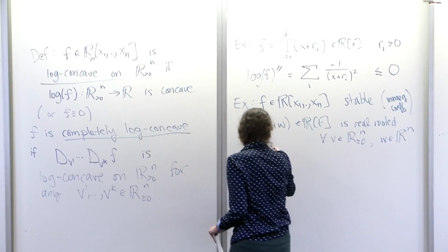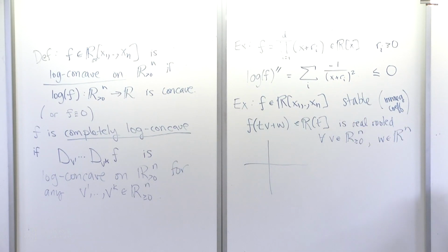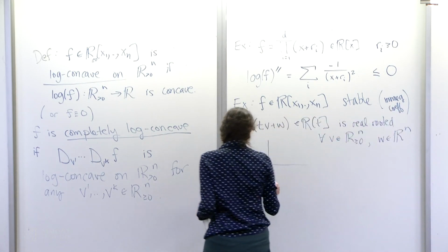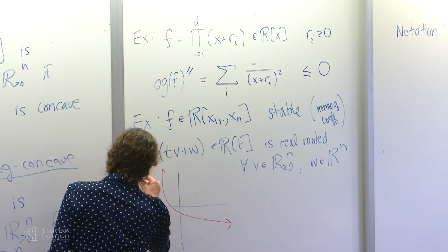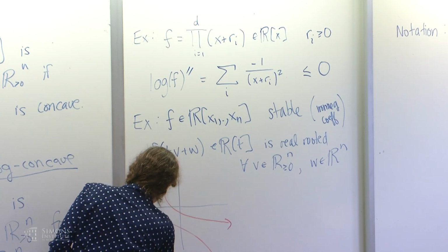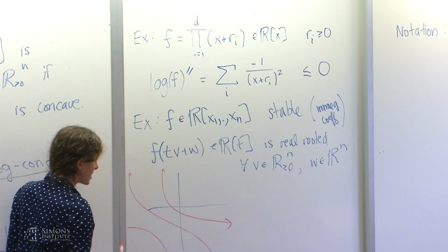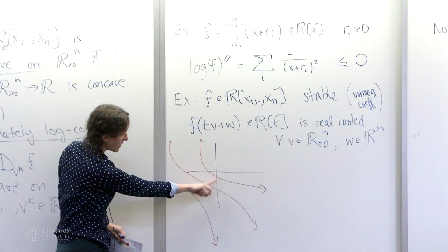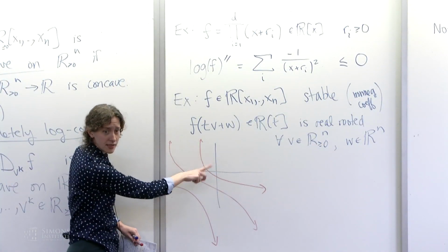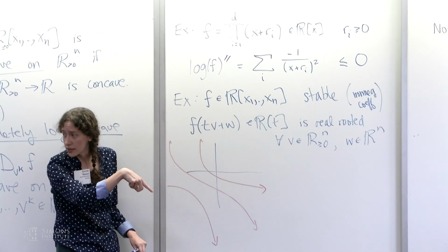The picture I like to have in mind for this: you could draw the zero set of a stable polynomial in 2 variables. And if it has degree 3, maybe we would find something like this. So this is a set of points where this polynomial is 0. And if I restrict to any line in the positive direction, I will find 3 real roots of this polynomial.